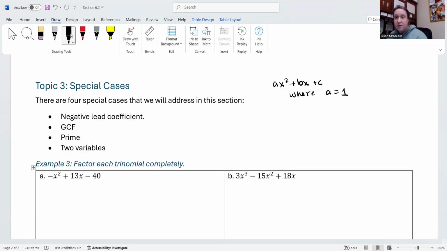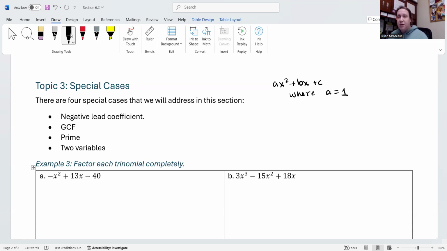The 4 special cases that we'll address when we're talking about quadratic trinomials are what to do if you have a negative lead coefficient. So what if a isn't 1, but it's -1? How do we deal with that? What if a is something other than 1 or -1? How do we deal with that?